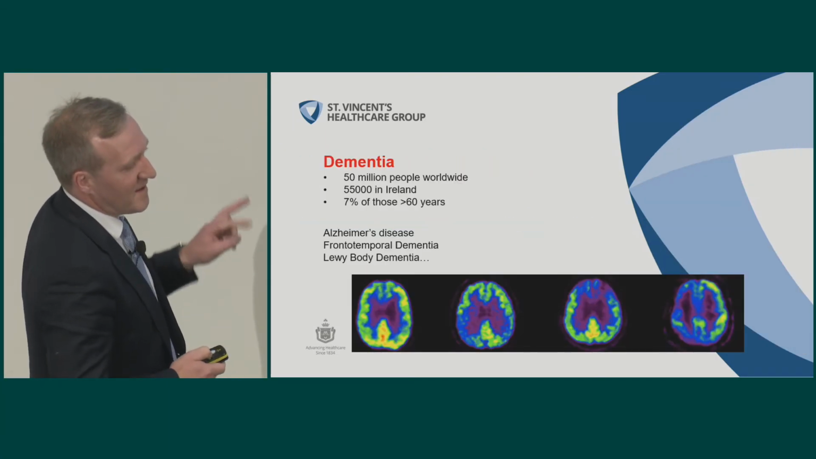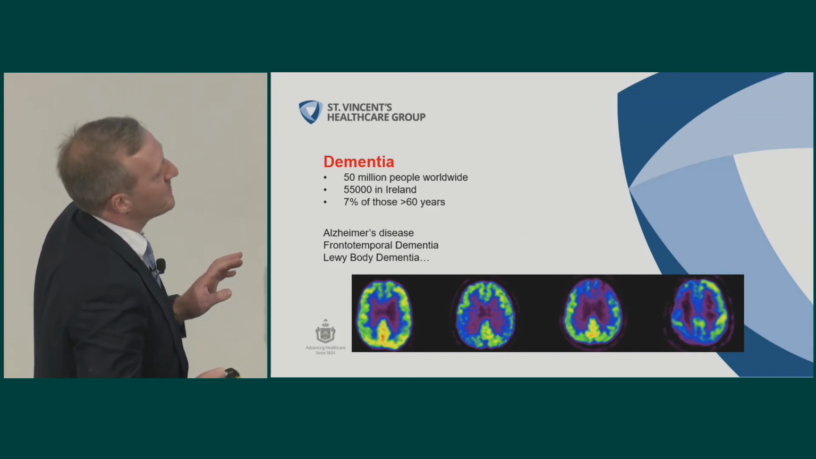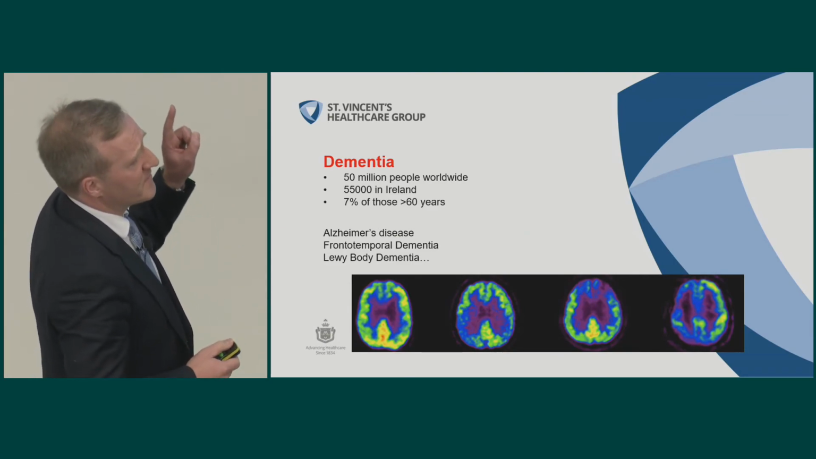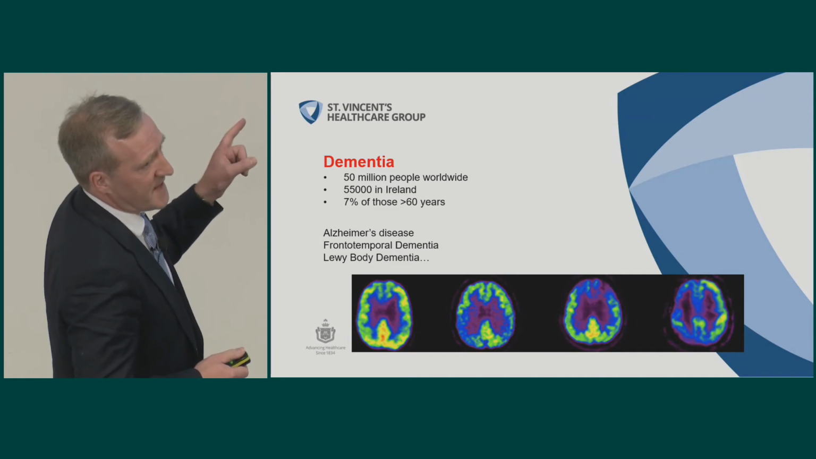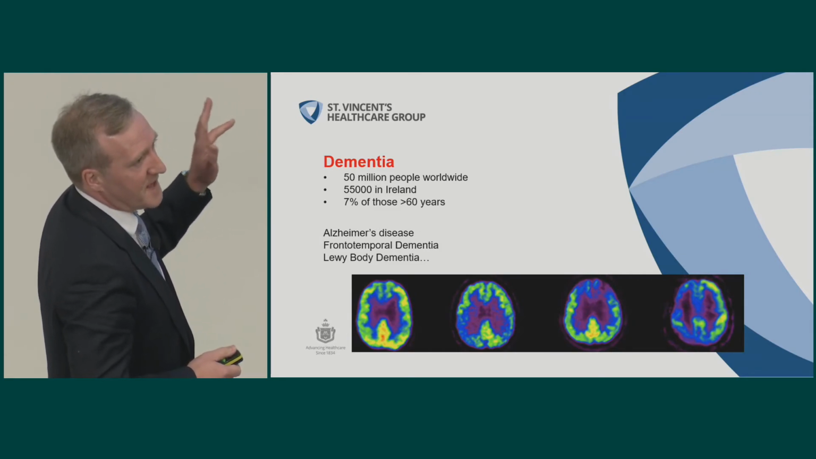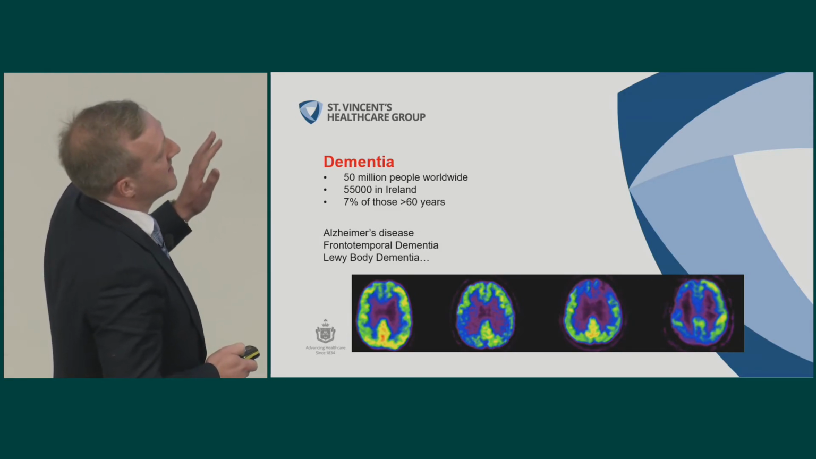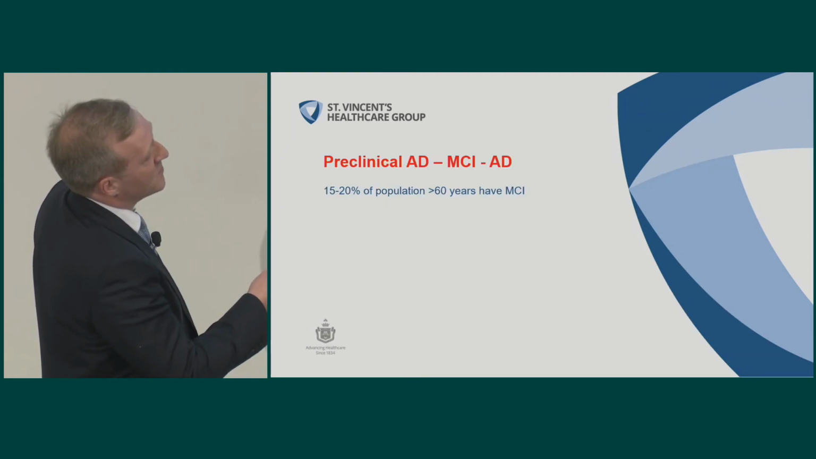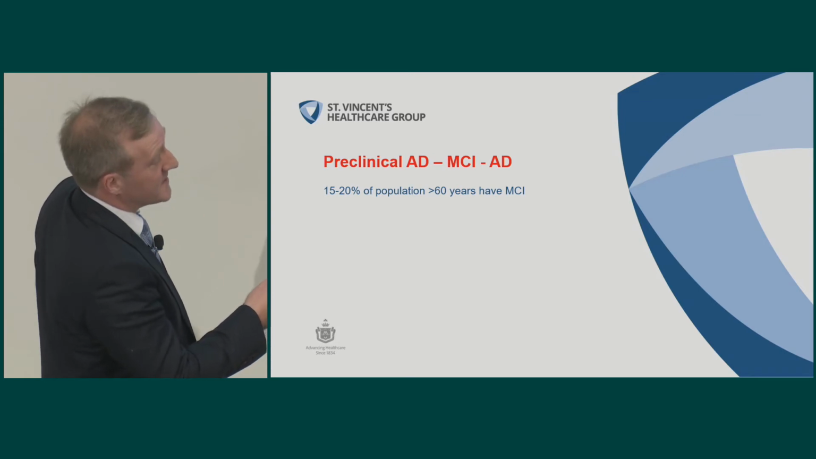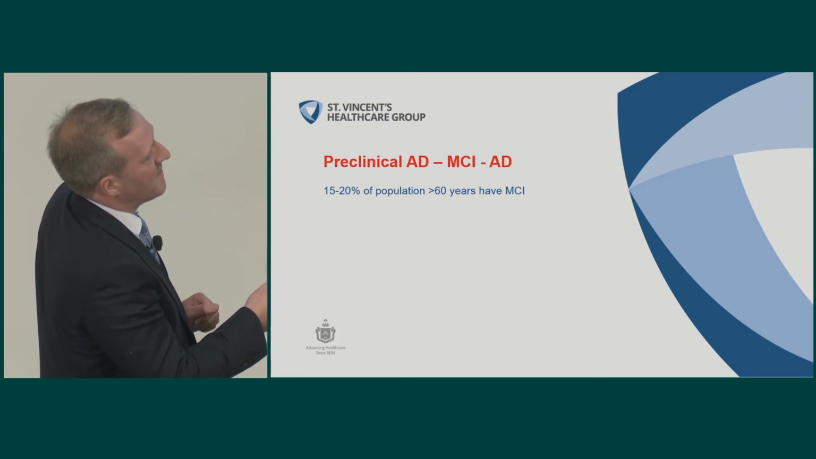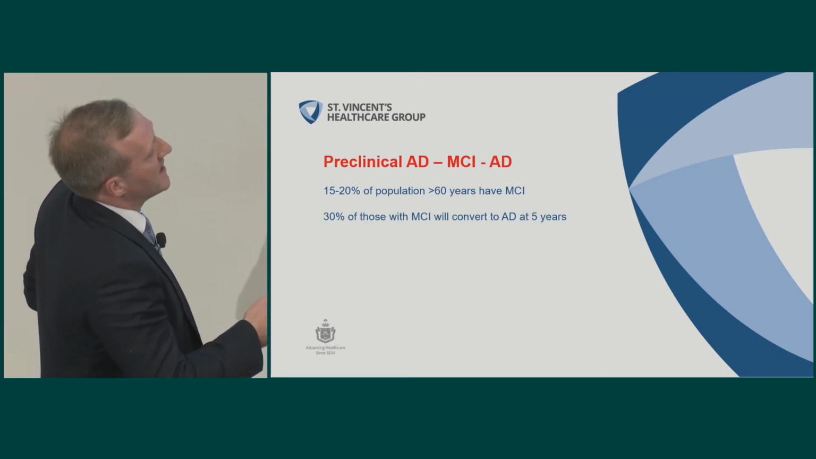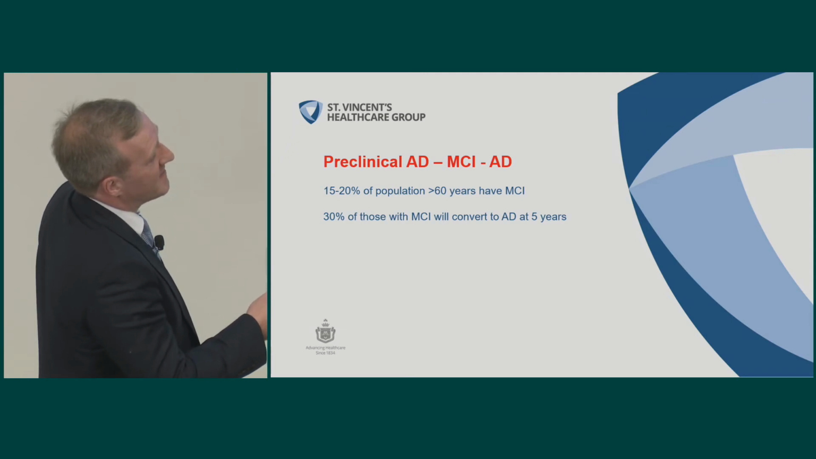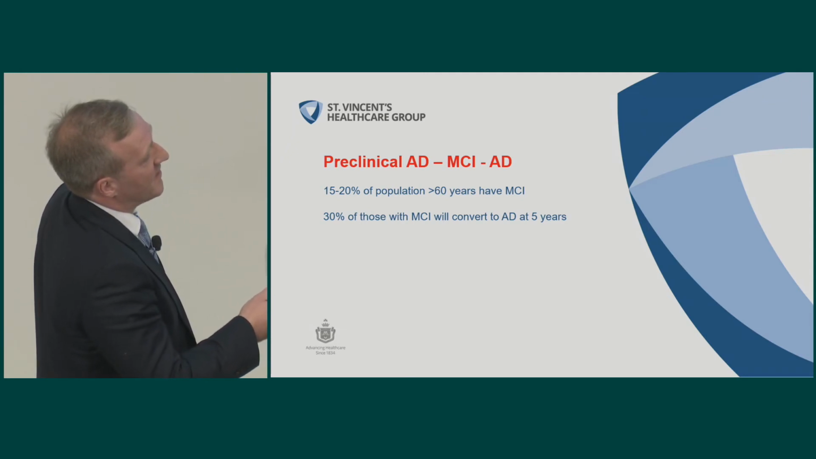Dementia, and I've only got 2 slides on the next 2 things, so I'll run through these. But dementia is 50 million people, 50,000 in Ireland. It's a massive problem, 7% over the age of 60. And if you look at this, you go from Alzheimer's pathology, which you can't tell you have, to MCI, which is a little bit of memory loss, to frank Alzheimer's, where it impacts your daily life. 20% of the population over 60 have this mild cognitive impairment, and a third of those will convert.